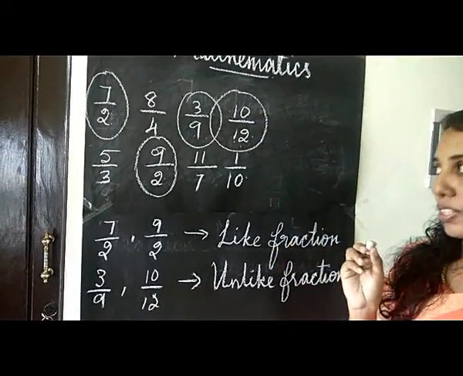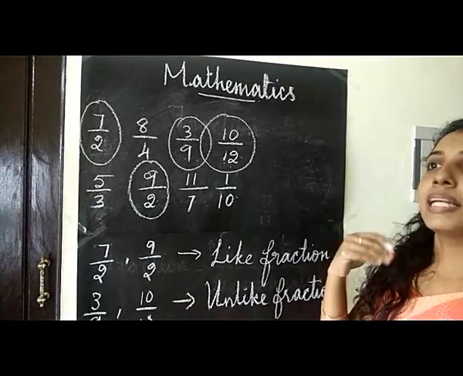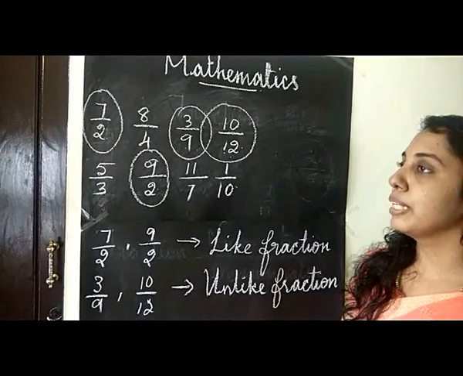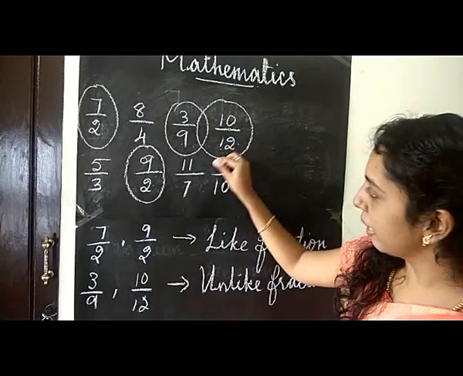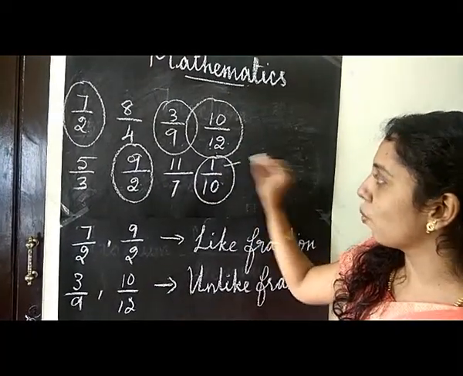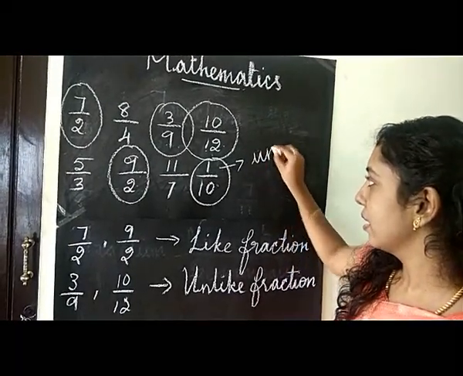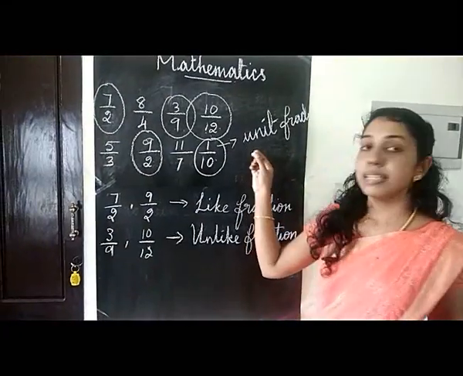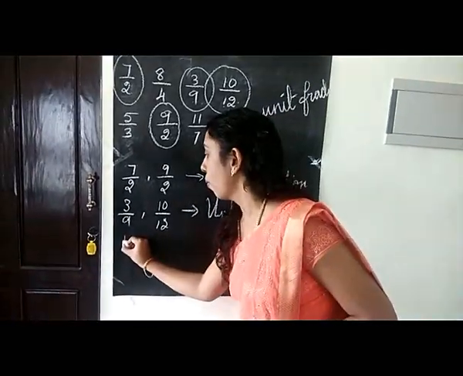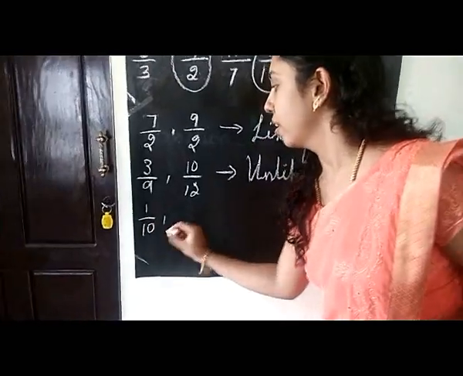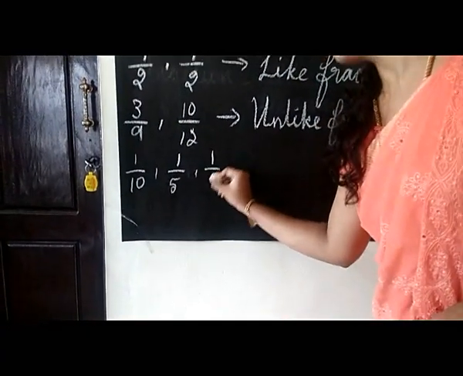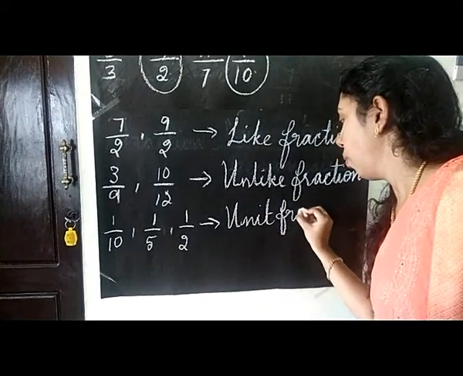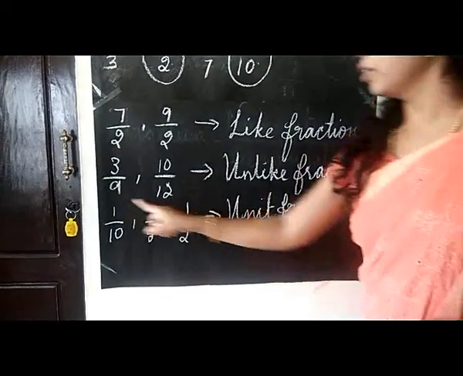Next one is unit fraction. Very simple. If the numerator is the number 1, we can say that fractional number is a unit fraction. Here, in 1 by 10, the numerator is 1. So, you can say it is a unit fraction. Are you clear? I'll write some other examples of unit fraction. 1 by 10, 1 by 5, 1 by 2. These fractional numbers are known as unit fractions. Why? Because the numerator is 1.